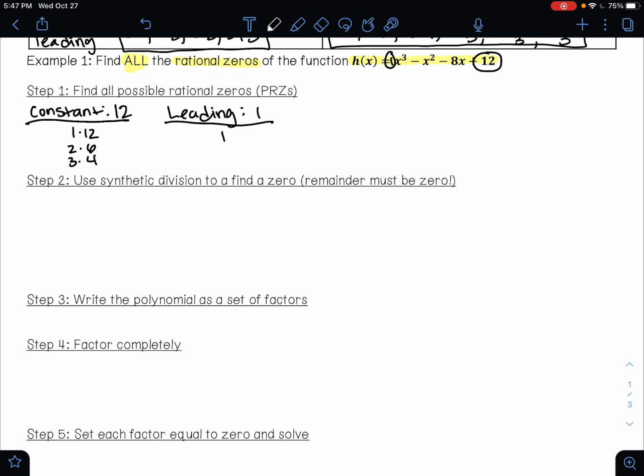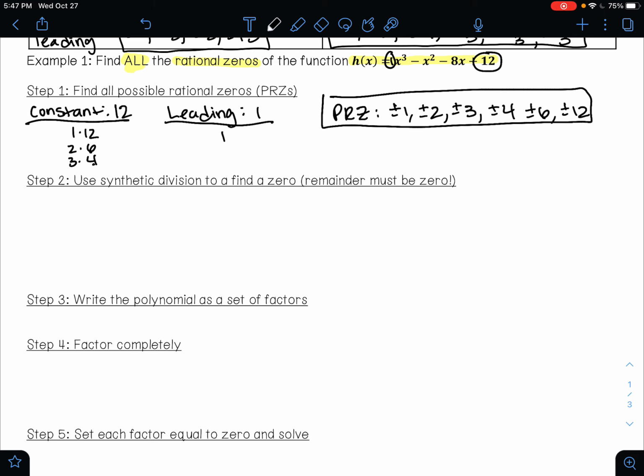So to find my possible rational zeros, I'm going to have each one of these divided by 1. So 1 divided by 1 is 1. 2 divided by 1 is 2. 3 divided by 1 is 3. 4 divided by 1 is 4. 6 divided by 1 is 6. And 12 divided by 1 is 12. So these are our possible rational zeros. And again, to find these, I divided my constant factors by my leading coefficient factors.